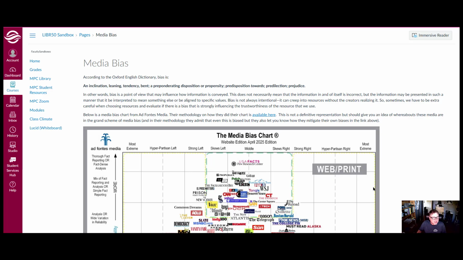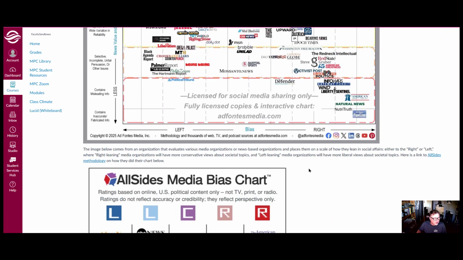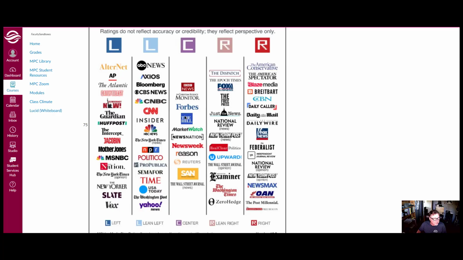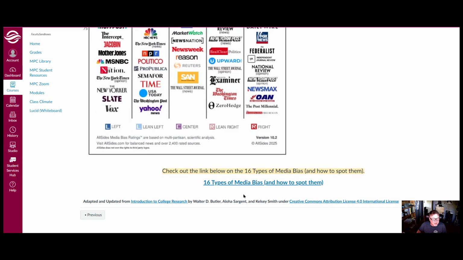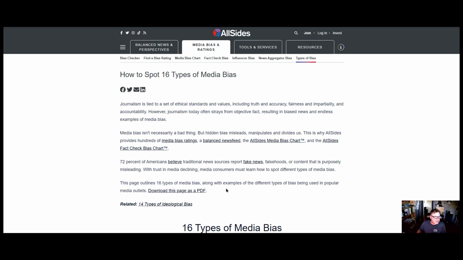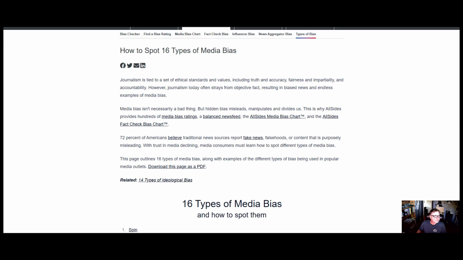All right, so take a look at this. This is a media bias chart, which is very, very helpful. Also talk about bias in general right here. And I especially recommend clicking on the 16 types of media bias and how to spot them. This is excellent information. Check this out. I almost make this mandatory for you guys. So again, check out this.